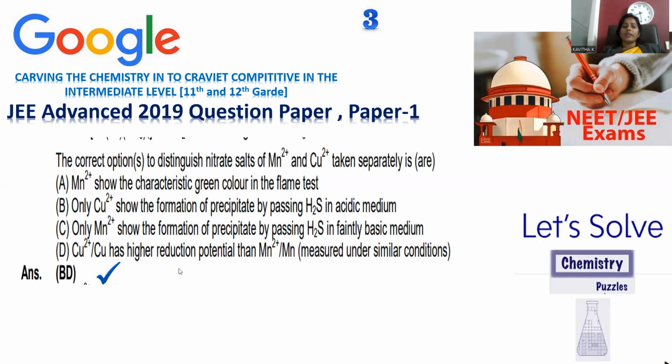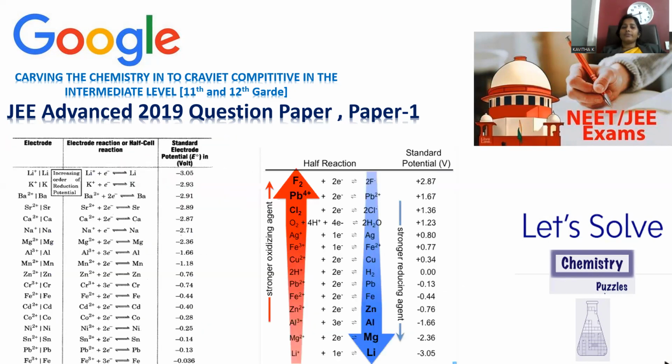Copper plus 2 and copper has the higher reduction in comparison to manganese plus 2 manganese. This is the correct one. Only B and D are the correct answer. For question number 3, B, D are the correct answers. Move on to question number 4.